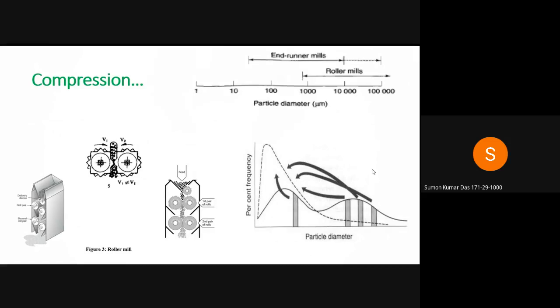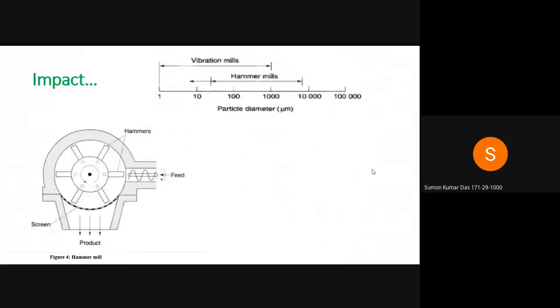Now the impact, and the main equipment is the hammer mill. In the hammer mill, the product is fed in and rotated. After rotation, it is hit by the hammer. During rotation we get the product at the desirable size, and the hammer mill gives a product size of 1000 micrometers.